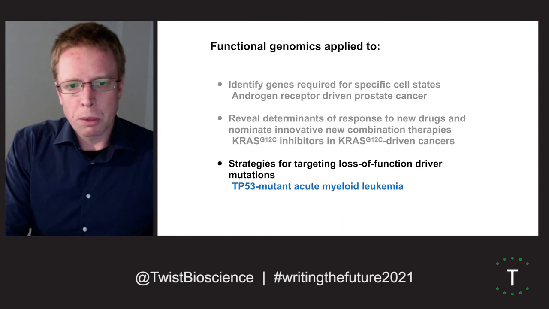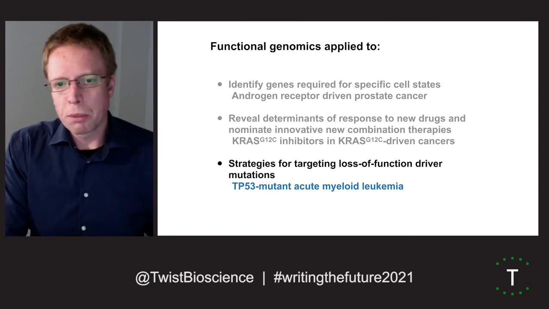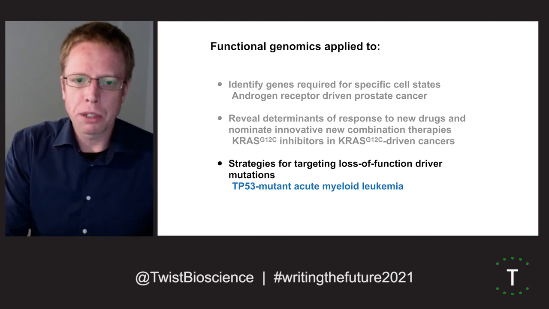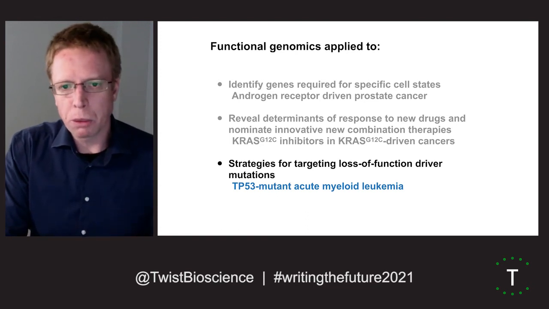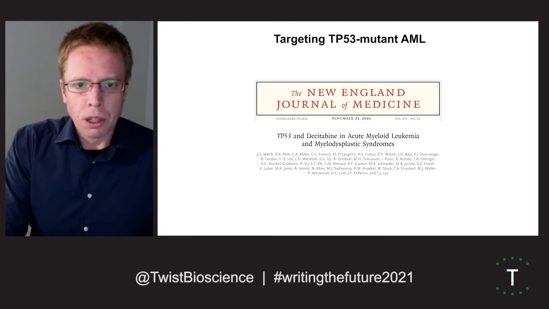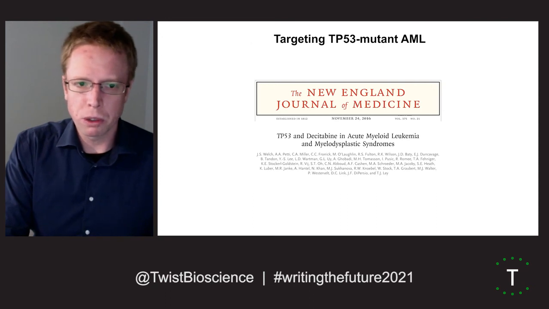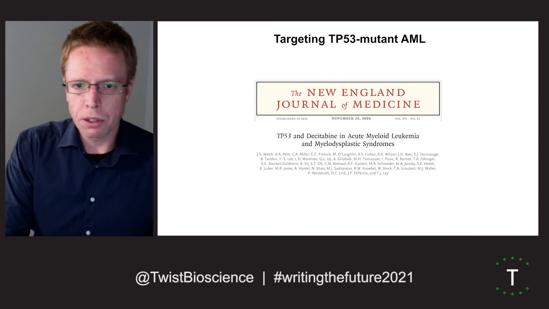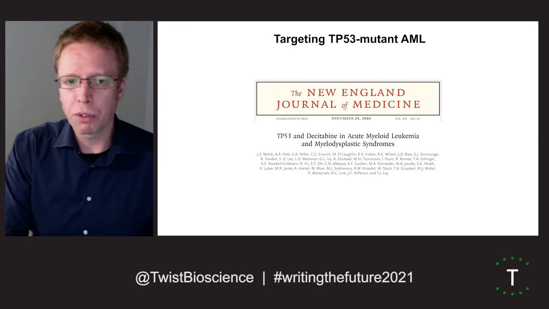So lastly, I'd like to tell you about our strategies for targeting loss-of-function driver mutations. And this is really important because you can't directly target a protein that's missing. We need functional genomics to identify how loss of a gene rewires cell signaling to promote increased dependency on other pathways. So for this portion of the talk, we'll be talking about acute myeloid leukemia. Acute myeloid leukemia is an aggressive leukemia. In its high-risk forms, adult older patients only have a median survival of about 4 or 5 months.